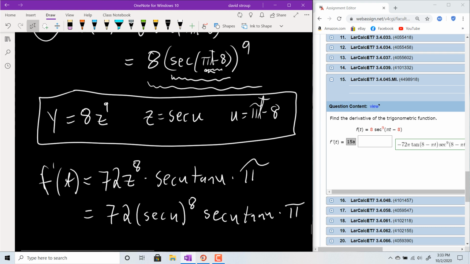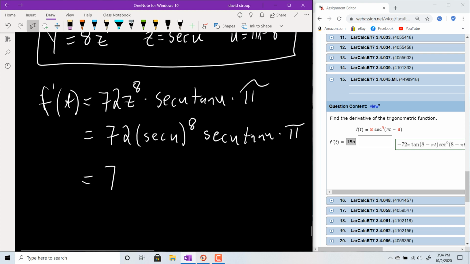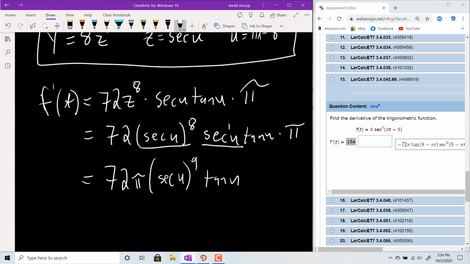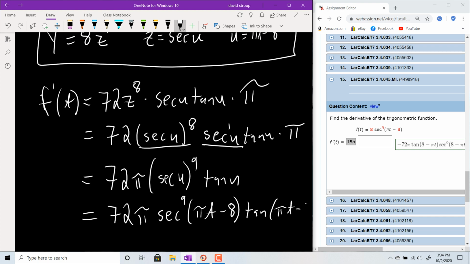I'm going to move that pi up front, right? You want all the constants up front. So I have 72 pi, and now I need to back substitute the u expression. But you can multiply out these secants if you want to first. Secant u to the 9th times tan u, because you have 8 secants here and then 1 secant here. Add the exponents. 8 plus 1 gives you the 9. And then tan u. And then you go ahead and back substitute the u expression. So you'd have secant to the 9th of pi t minus 8, and then tan of u, which is, again, pi t minus 8. Okay.